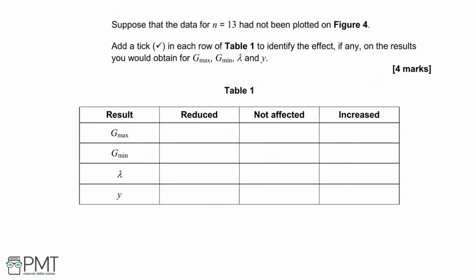Suppose that the data for n equals 13 had not been plotted on figure 4. Add a tick in each row of table 1 to identify the effect, if any, on the results you would obtain for Gmax, Gmin, lambda, and y. So we've got a table there with the options reduced, not affected, or increased. So let's go back to our graph and see what changes would take place.